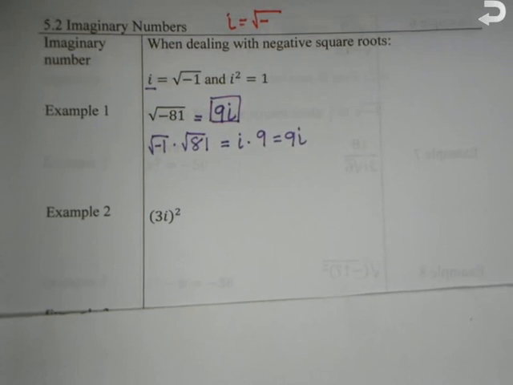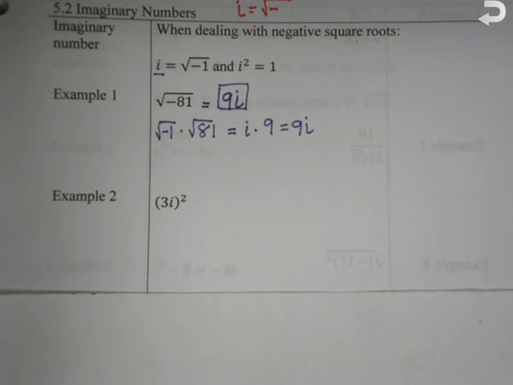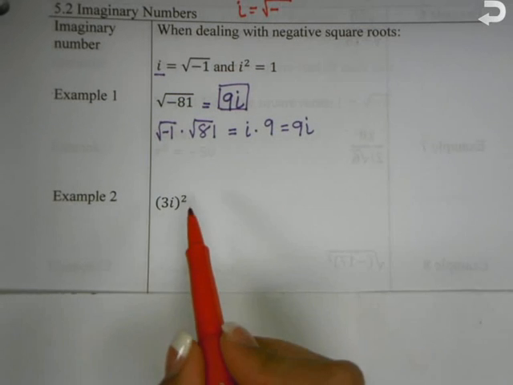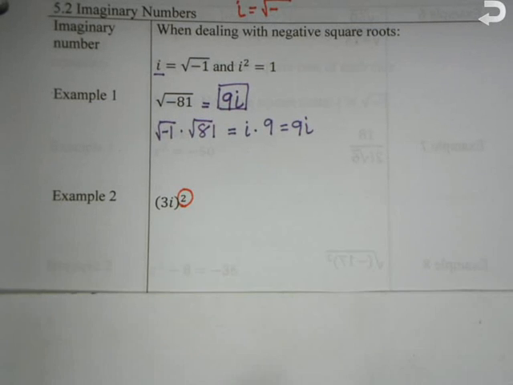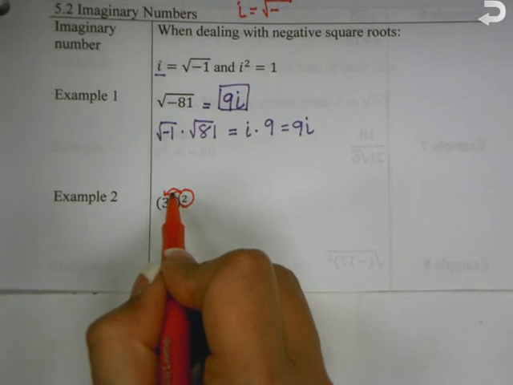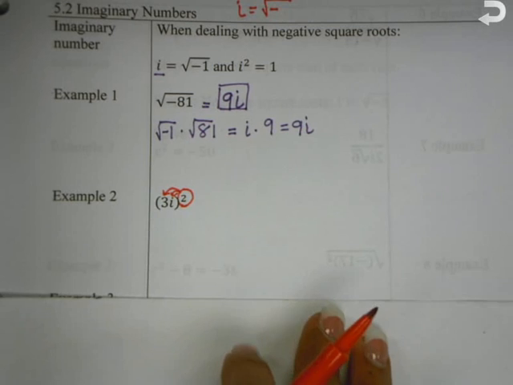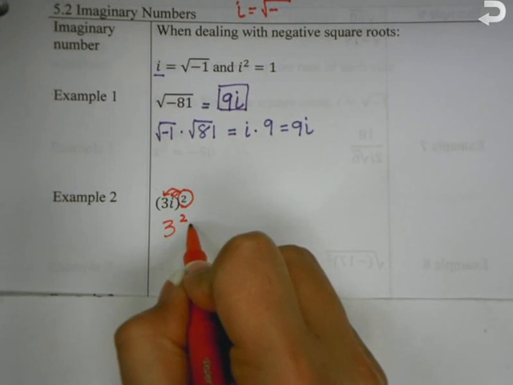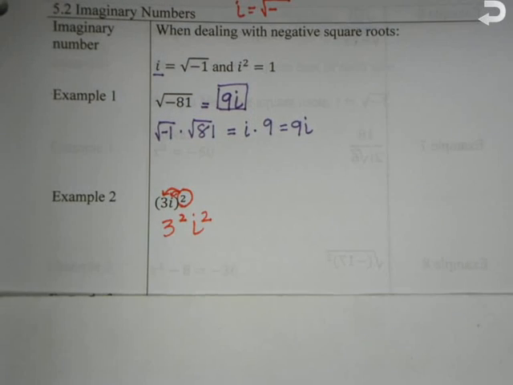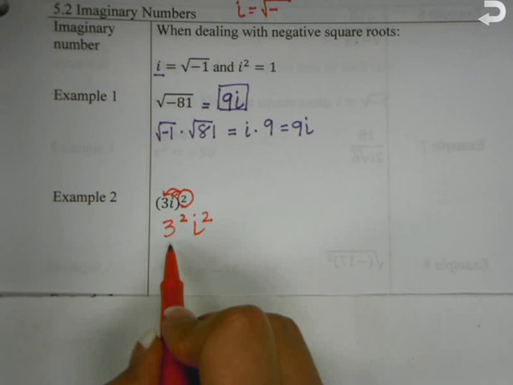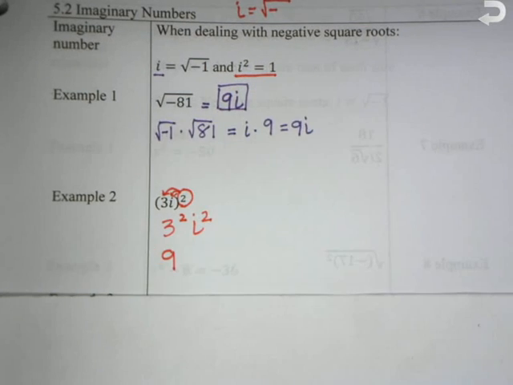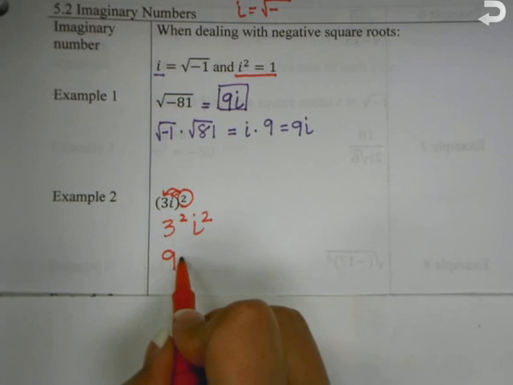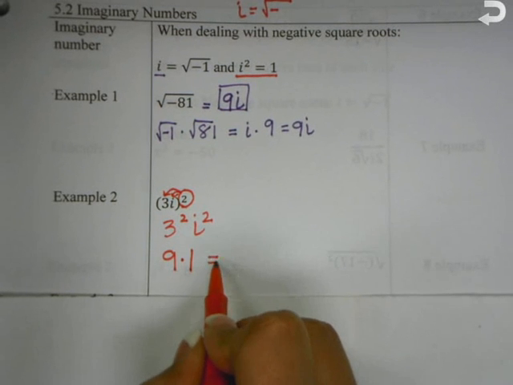Example 2. Adam had gotten ahead of us and he started working on it. Okay. Example 2 is 3I, all of that squared. Now, we're multiplying inside the parentheses, so what do I get to do with that exponent? I get to distribute it in, right? So what would I have here? I would have 3 squared times I squared. What is 3 squared? 9. And what is I squared? What did we say the identity for I squared was? -1. So this is actually 9 times -1, which gives me an answer of -9.